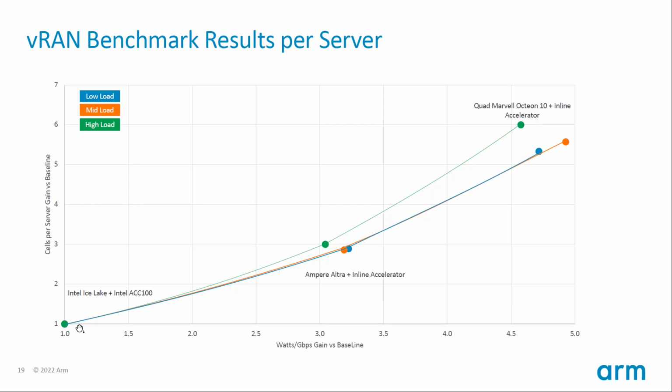So the Intel plus Ice Lake is here. Then we have tried this Ampere plus inline accelerator, something you can go and deploy right away now. And eventually the hypothetical server from Quad Marvell, that's where it can go if you really design something telco specific. So you can see, for example, we almost triple the number of the cells even with the Ampere-based solution and make it 6 times more in the same server.